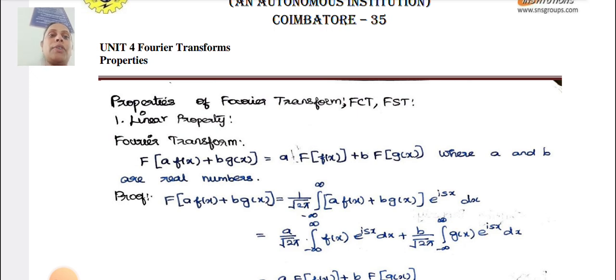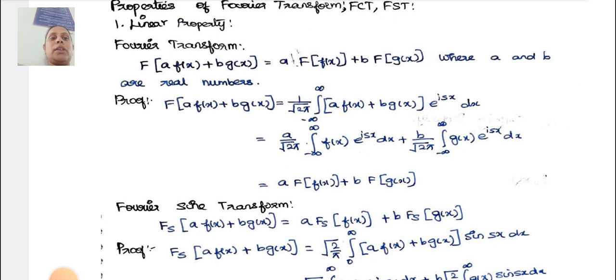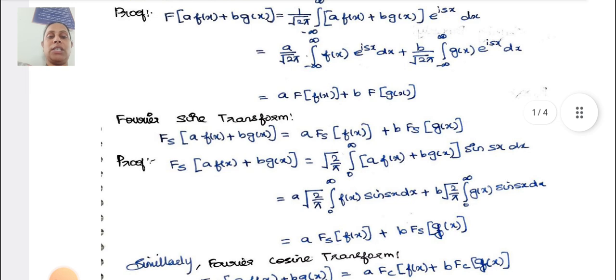So F of (a f of x plus b g of x) equals 1 by root 2 pi, integral from minus infinity to infinity of (a f of x plus b g of x) e power i s x dx. Next we split the integral: integral of f of x e power i s x dx plus integral of g of x e power i s x dx. Here a is a constant, so capital F of f of x is nothing but 1 divided by root 2 pi, integral from minus infinity to infinity of f of x e power i s x dx. So this is equal to a times capital F of f of x plus b times capital F of g of x.